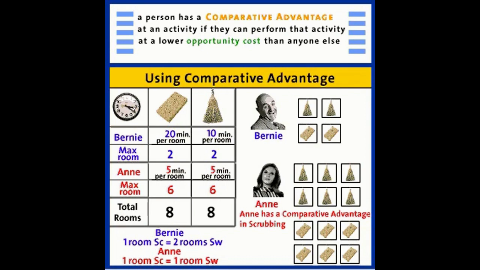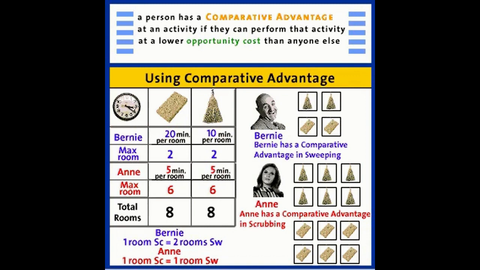Remember, when Bernie sweeps a room, he only gives up half a room worth of scrubbing. Ann gives up a whole room worth of scrubbing. So Bernie has a comparative advantage in sweeping, just as Ann has a comparative advantage in scrubbing. So let's have Bernie specialize according to his comparative advantage and see what happens.